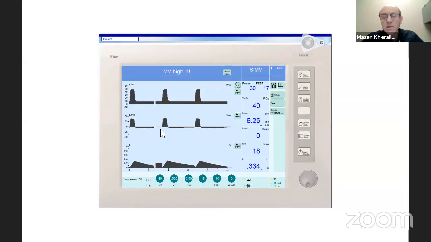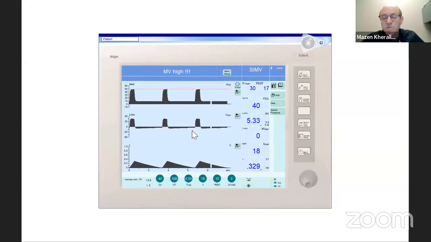You can see here that you still have persistent flow at the end of expiration, and it did not really help. So why is that? The patient is not breathing, and the concept of adding PEEP to an auto-PEEP patient is not for patients who are on mandatory support ventilation.